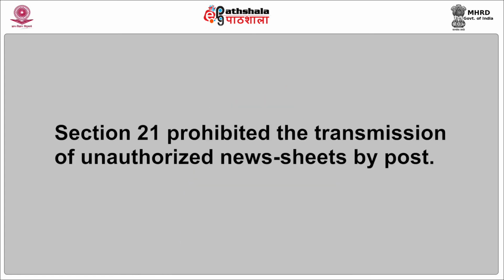Sections 16 and 17 conferred the power to seize and destroy unauthorized news sheets and newspapers and to seize and forfeit undeclared presses producing such news sheets, etc. Section 19 contained a provision enabling the government to declare certain publications forfeited and to issue search warrants for the same. Section 21 prohibited the transmission of unauthorized news sheets by post.